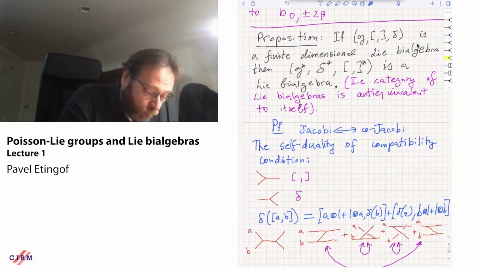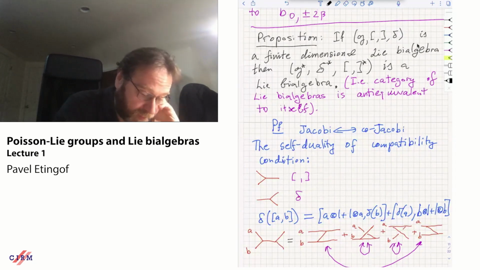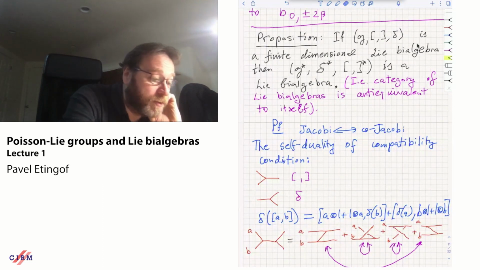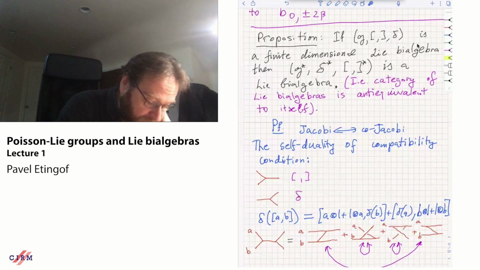On the other hand, what are the pictures for the right-hand side of this compatibility condition? There are 4 terms here. The first term is A cross 1 bracket with delta of B. What does it mean? You start with B, and first compute the cobracket of B, then take the first component of this cobracket and take its commutator with A. And that's this picture.